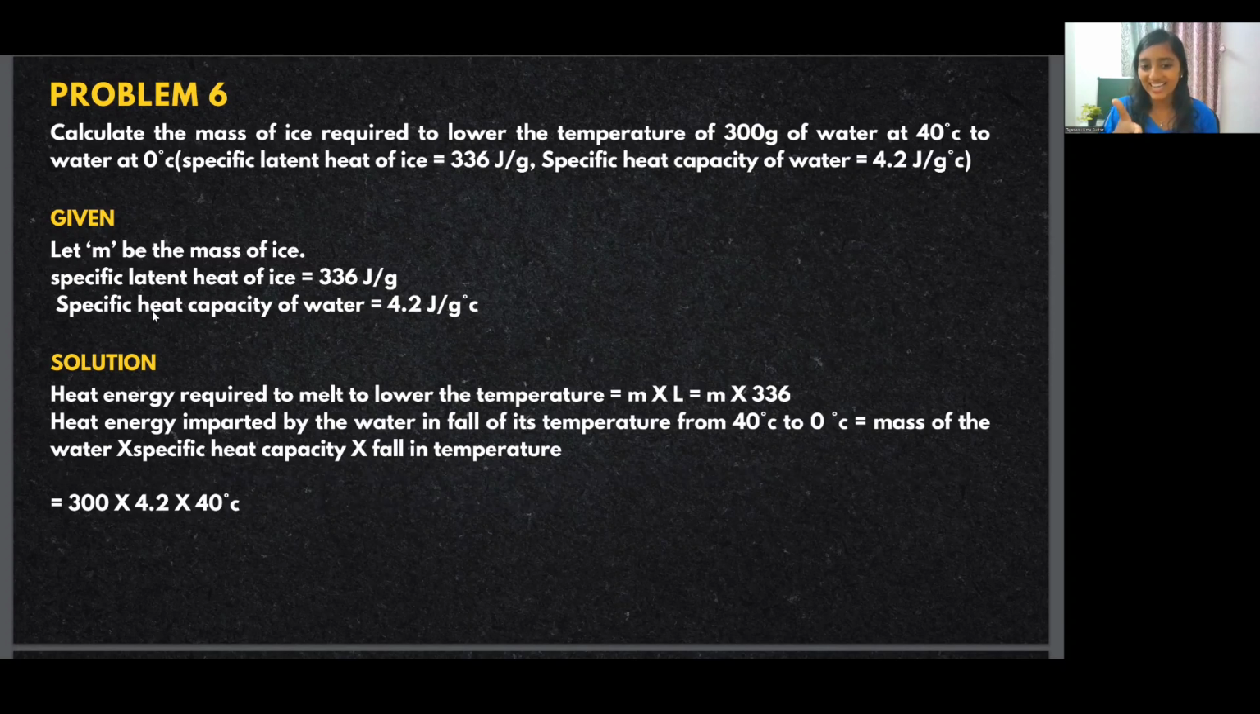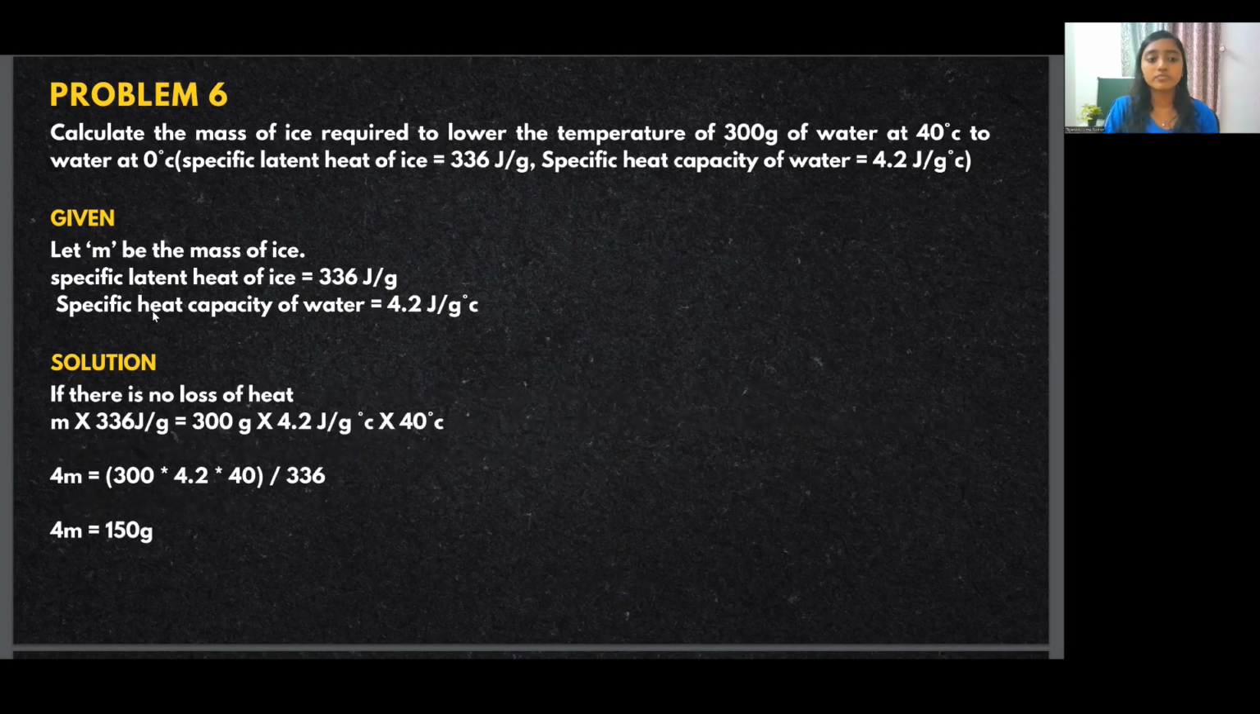So basically what you do is that ms delta T will be equal to ml. That is the formula, right? So if there is no loss of heat, ml is equal to ms delta T, as I just told you. So delta T will be 40 degrees minus 0 degrees, which is 40 degrees. M into 336 is equal to 300 into 4.2 into 40. So M is equal to 300 into 4.2 into 40 by 336.